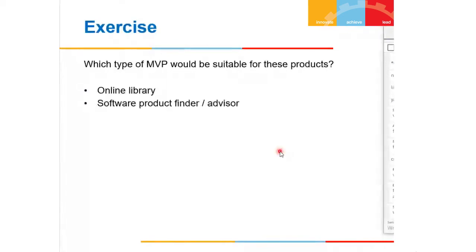Whenever we say this is the MVP that we will go for, we should have a justification. There should be a reason behind it, okay?